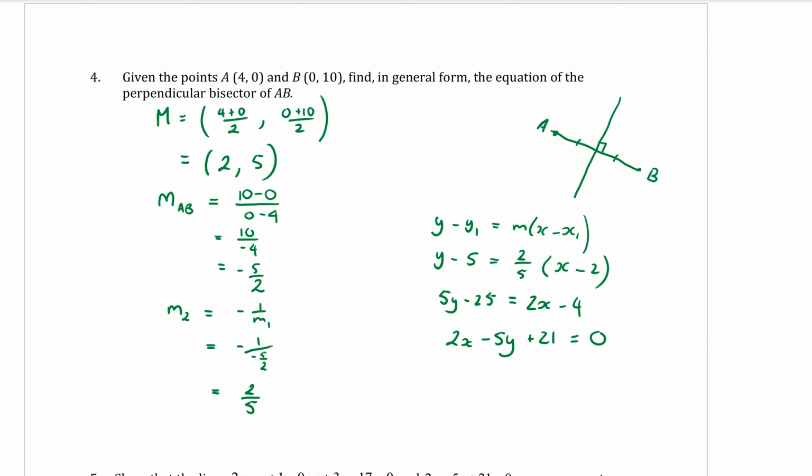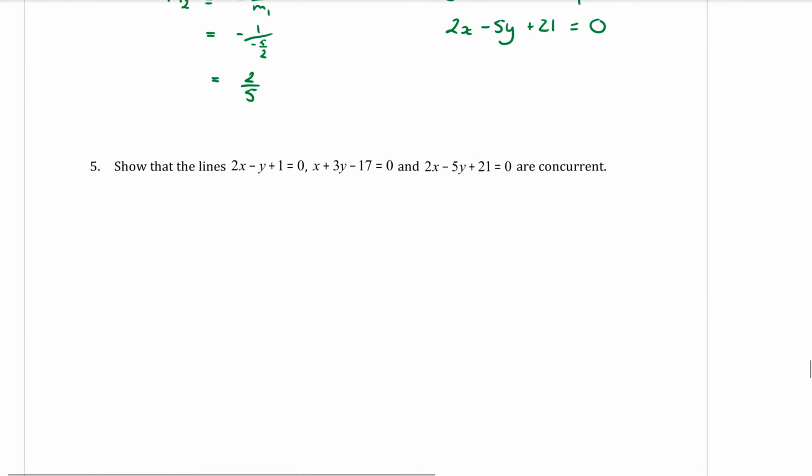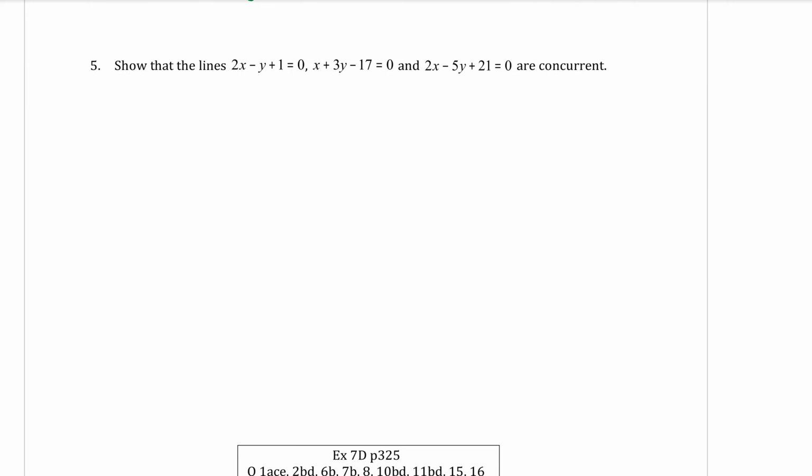Okay, one more question here, number 5. Show that the lines, and there are 3 of them there, are concurrent. What does the word concurrent mean? Collinear was they go through the same, have the same 3 points on the same line. Concurrent means they all go through the same point.